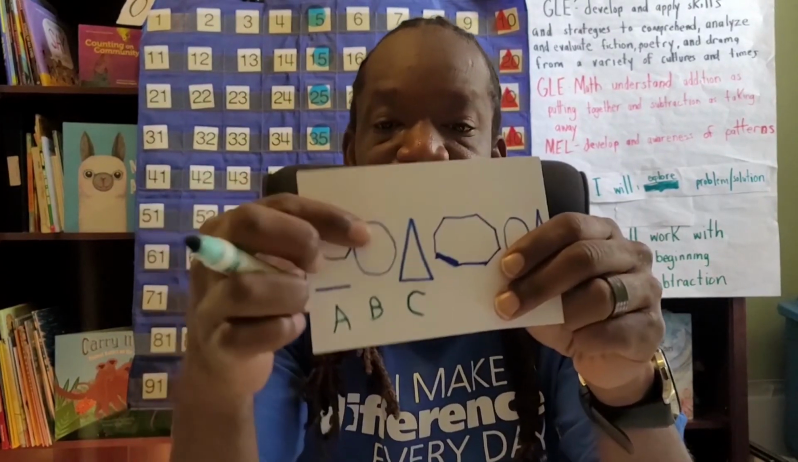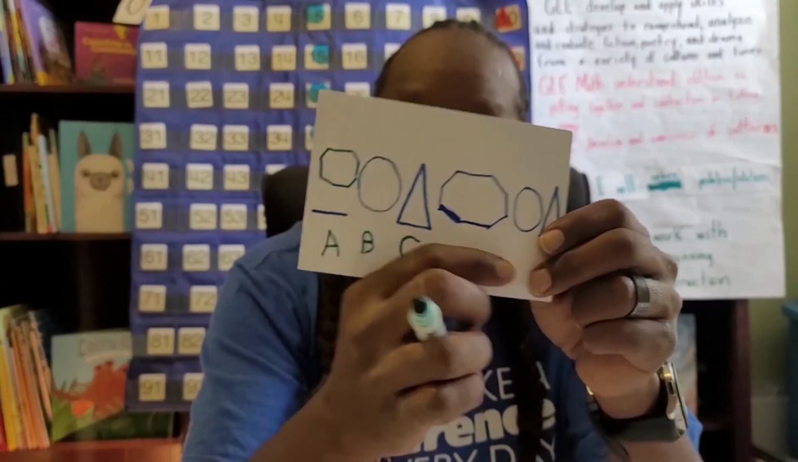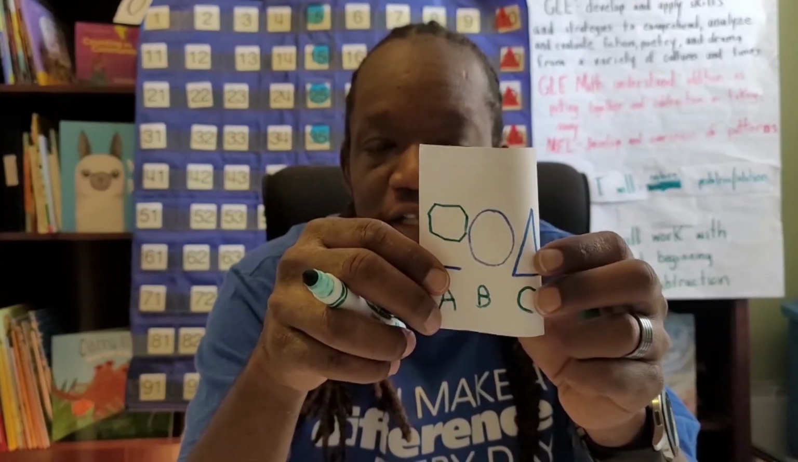So what kind of pattern is that? A, B, C. And then A, B, C. So this is the actual pattern. And then it just repeats throughout. So octagon, circle, triangle is the pattern.